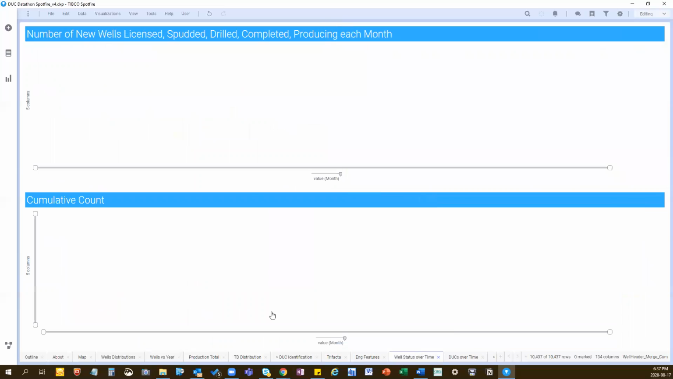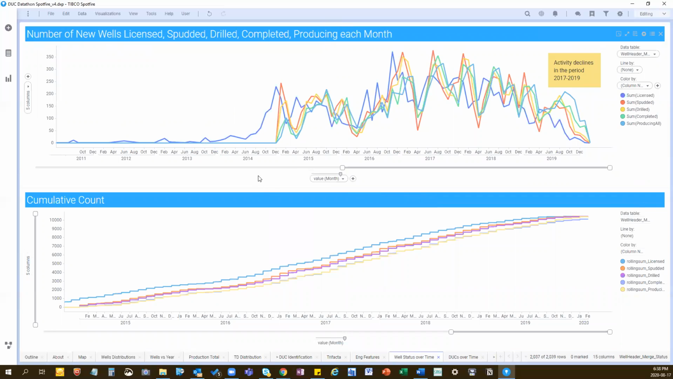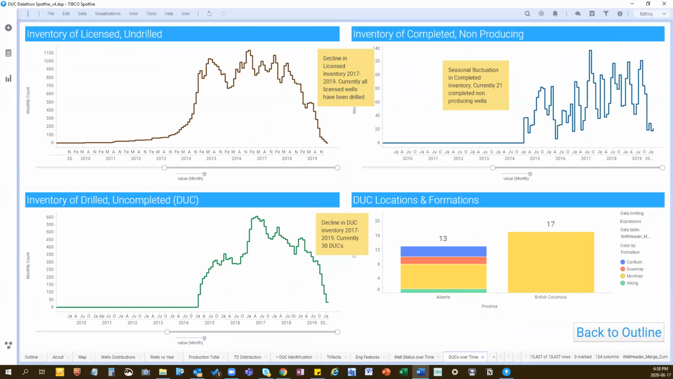The following chart shows the monthly historical activity of new wells licensed, spotted, drilled, completed, and producing. It can be observed that there is a general decline in the activity levels in the last couple of years. Using the monthly counts, we calculated the cumulative inventory of wells in each phase. The top left chart shows the inventory of licensed but undrilled locations. This inventory ramped up very quickly in 2015 to about 1,000 wells, but since 2017, the numbers have been declining.